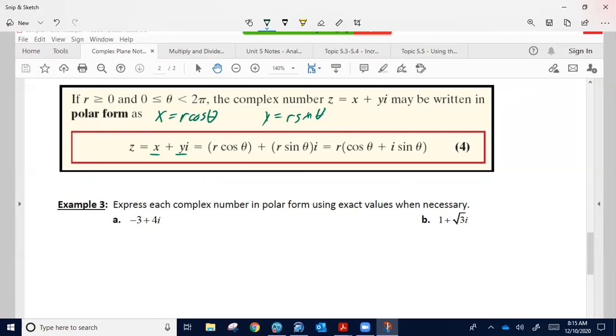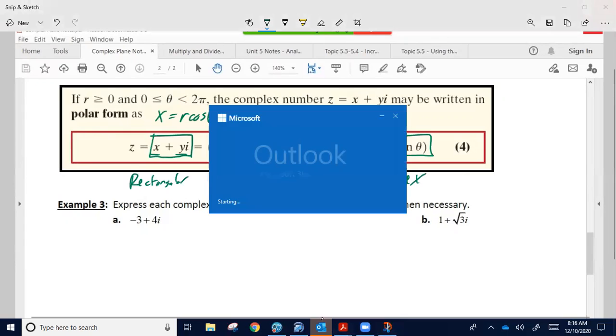X then would be replaced by r cosine of theta. Y is replaced by r sine of theta. So r cosine theta plus r sine theta i, because again, y is the imaginary piece of a complex number. Both of these items have r in common. So if I factor the r out, we have this setup, r times cosine theta plus i sine theta. This is polar complex. Or again, this beginning, x plus yi, is rectangular complex.